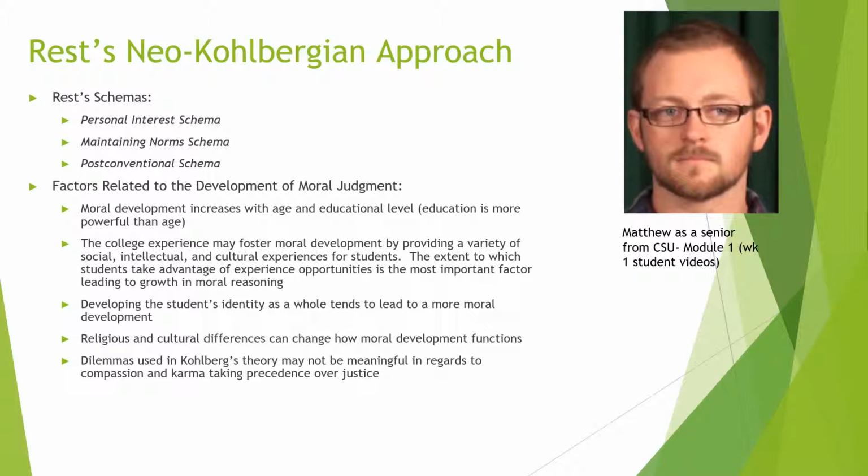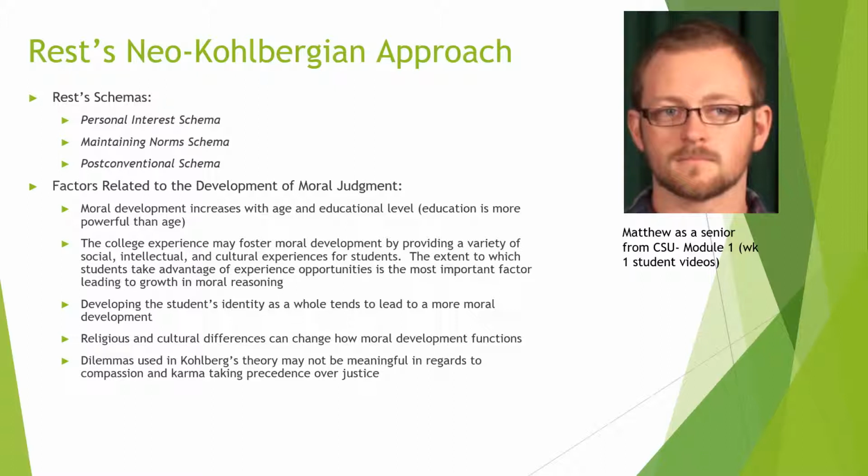The first, personal interest schema, is actually based off of Kohlberg's 2nd and 3rd stage. This is where decisions are all focused on oneself, and there is little focus on others or society. This schema is developed throughout childhood until about 12 years of age. But of course, there are exceptions to that.